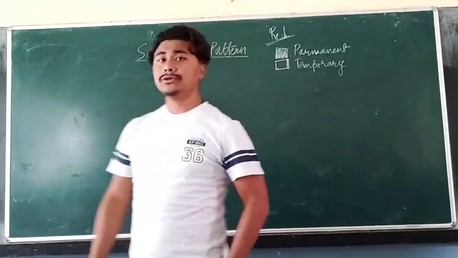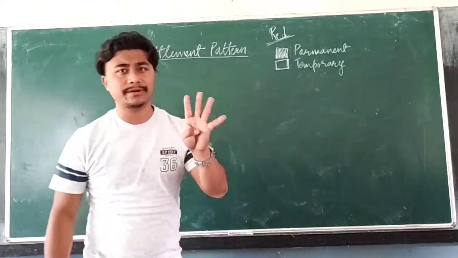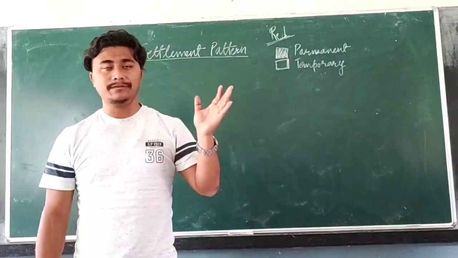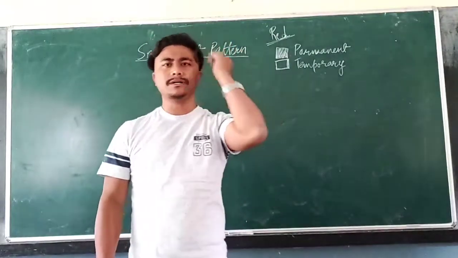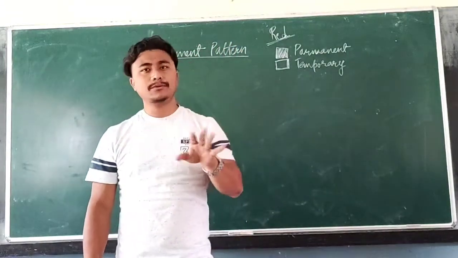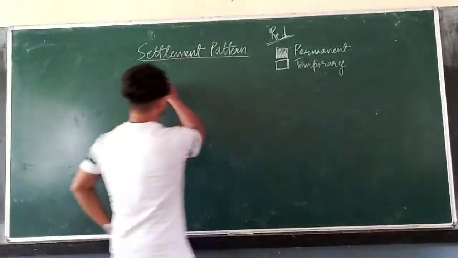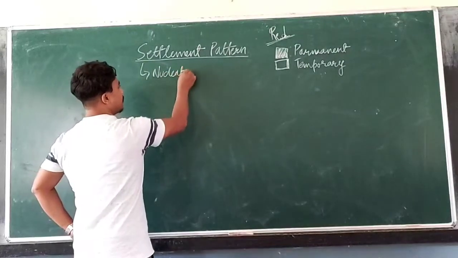Students, basically we are going to focus mainly on four different types of settlement patterns. Like the drainage patterns in the book, there may be different settlement patterns shown as well, but here I'm going to mainly focus on four, which is more than enough. The first one that I'm going to do is the nucleated settlement.